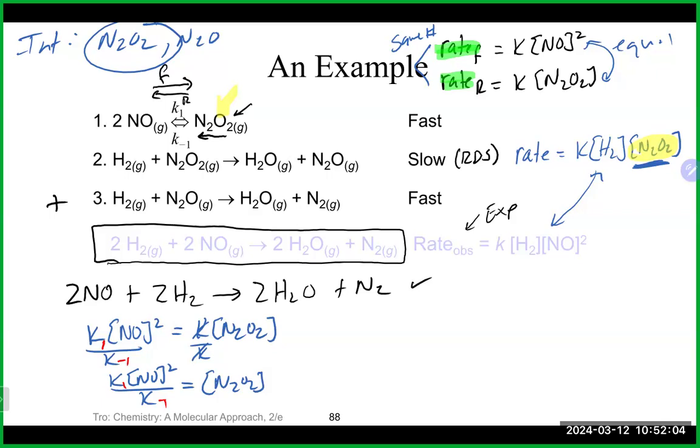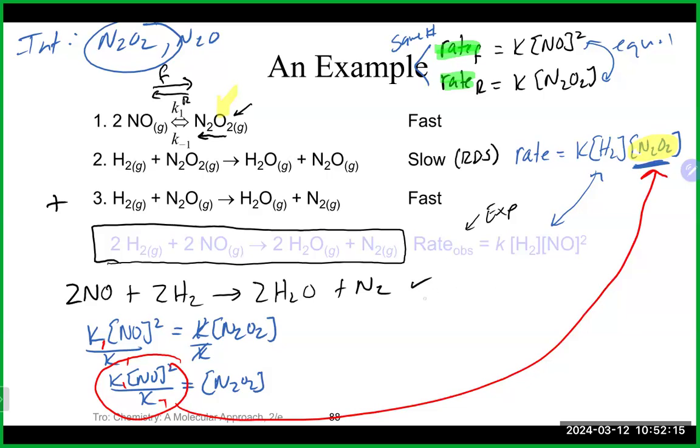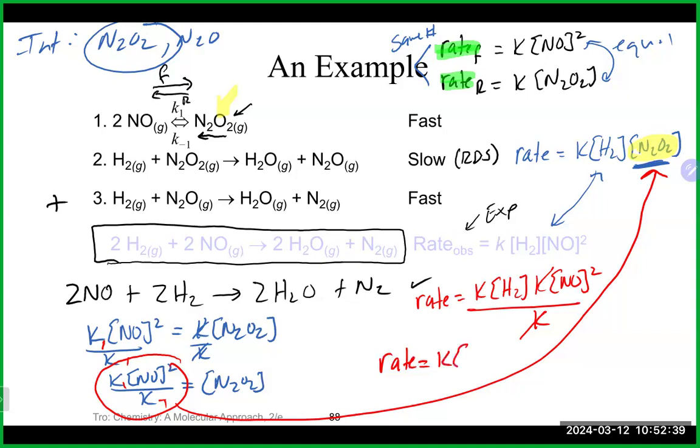So now that we have what N2O2 equals, all that is going to go into our original rate law that we wrote for our second step. And that will now give us a rate law of the rate is equal to K H2, and I'm just going to put it in like I wrote it here, K NO squared over K. As we just talked about a second ago, all those Ks are essentially the same constant, right? Which means they will cancel out. And now if we reduce that down, we will end up with K times H2 times NO squared.